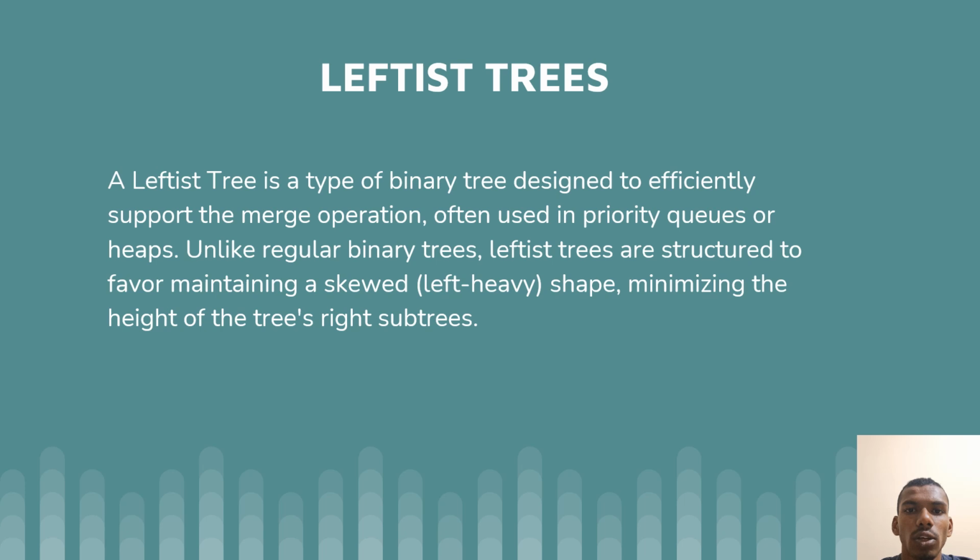Now let us see the concept of leftist trees. A leftist tree is a type of binary tree designed to efficiently support the merge operation often used in priority queues or heaps. Unlike regular binary trees, leftist trees are structured to favor maintaining a skewed, left-heavy shape, minimizing the height of the tree's right subtree.